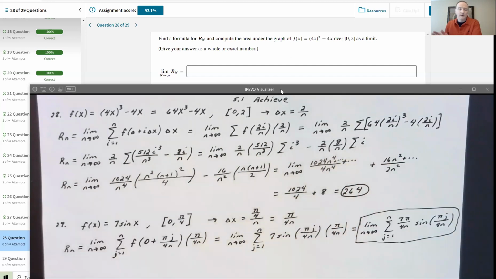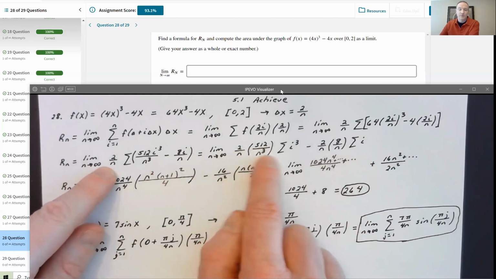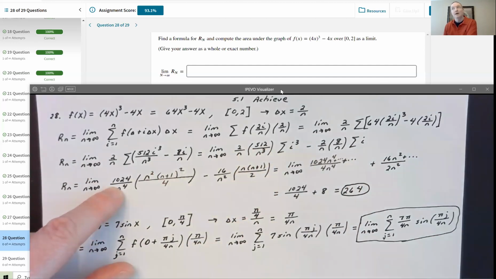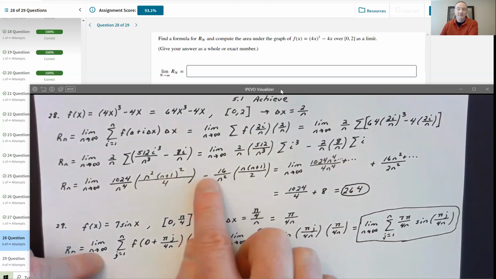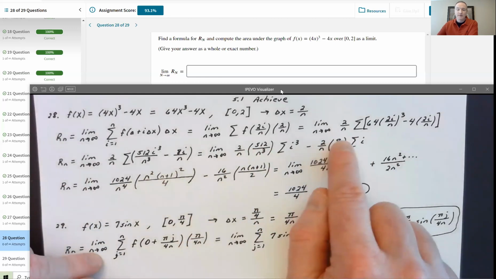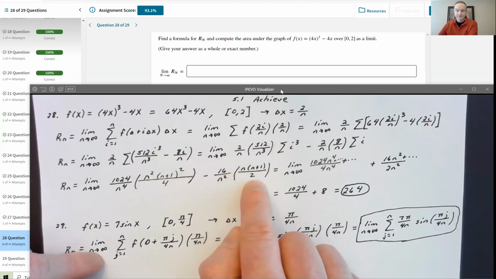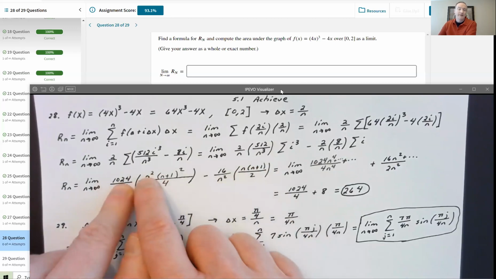So then at that point in the problem, I went ahead and multiplied out my first one to get the 1024 over n to the fourth. And then I know by formula, the summation of i cubed is the same thing as the summation of i, except it's quantity squared. So instead of n times n plus 1 over 2, it's n squared times n plus 1 squared over 2 squared, which is over 4. Minus 16 over n squared, that's the second product, times the summation of i's, which is n times n plus 1 over 2.